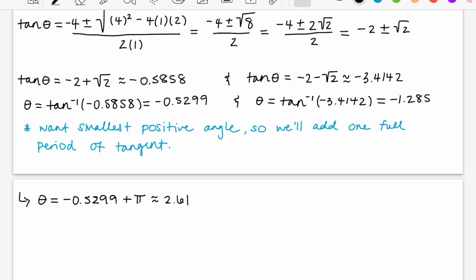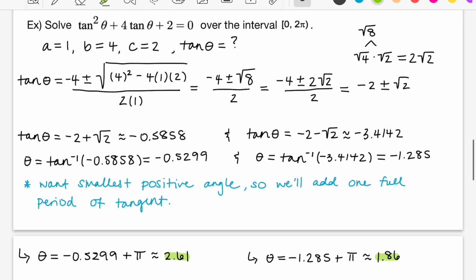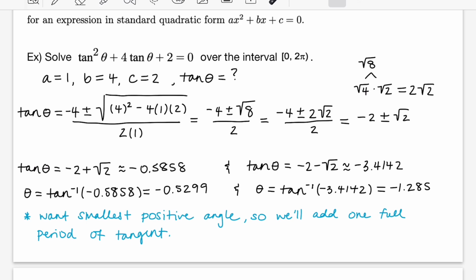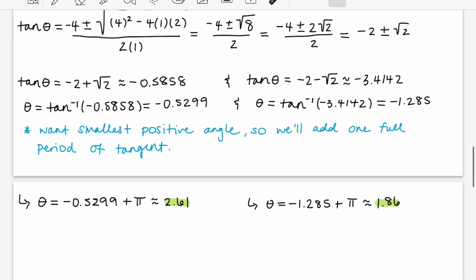And similarly for this other guy, we'll take negative 1.285 and we'll add 3.14 and we'll get 1.86. Now these will be two solutions in our solution set. However, we wanted to solve this guy over this interval here. And so what we'll do to make sure that we include all solutions within this interval is we're going to add another period to both of these guys.